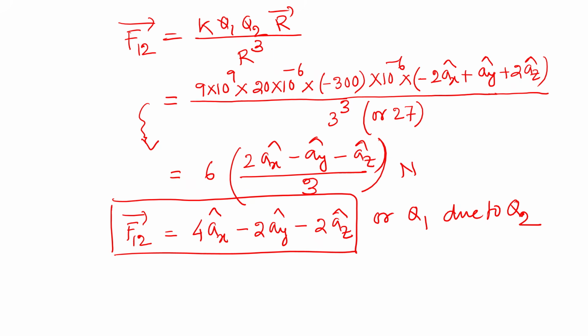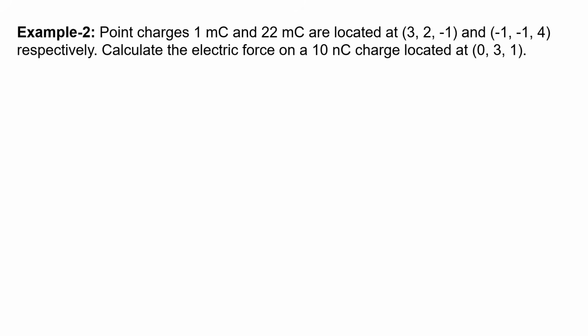Now we will move to question number 2. The question number 2 is saying that there are 2 point charges, 1 microcoulomb and the second one is 22 microcoulomb. These point charges are located at (3, 2, minus 1) and (minus 1, minus 1, 4). Calculate the electric force on a 10 nanocoulomb charge located at (0, 3, 1).